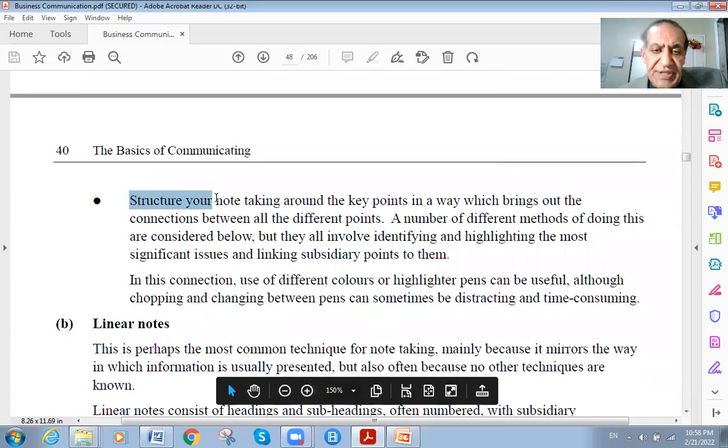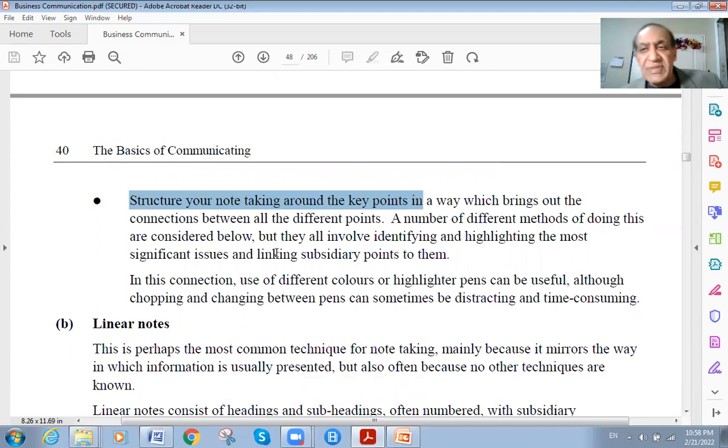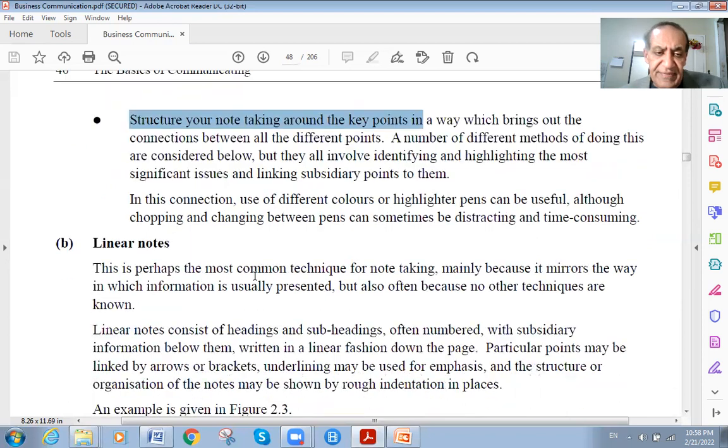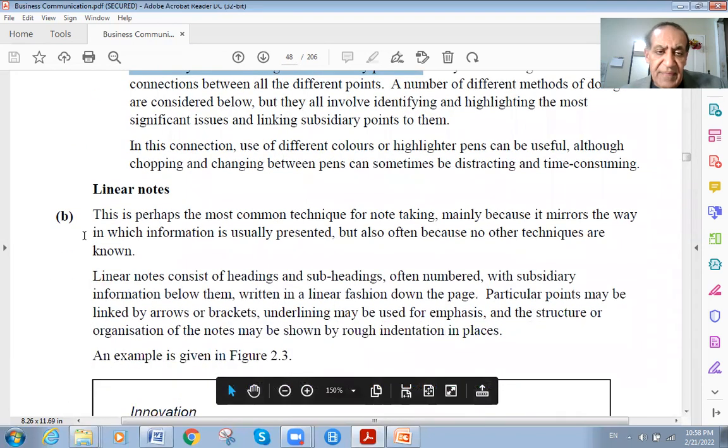Structure your notes around the key points. Like we said before, go to the core directly. Don't hang around, and don't go for more details which are not required. Keep to the main details and the main topic ideas, and write them.